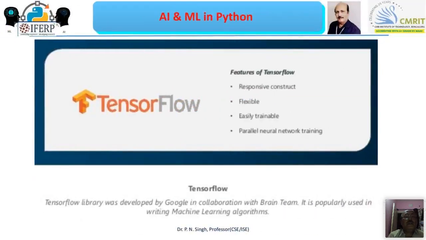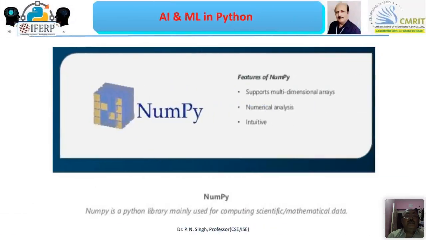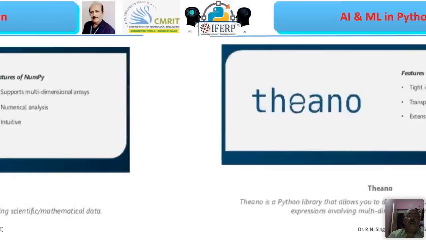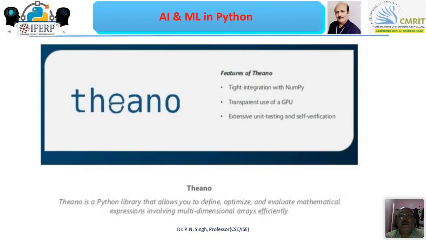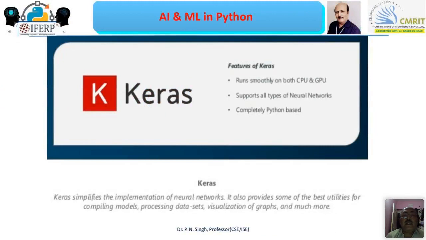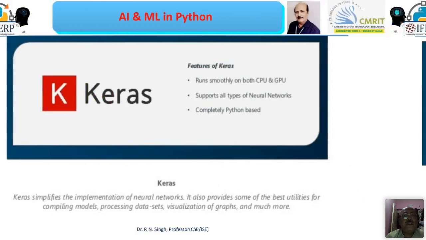So I would like to give some of the powerful tools for machine learning and other useful libraries like TensorFlow, scikit-learn, and NumPy, where you get MATLAB-like support for mathematical operations on arrays and matrices. You can do everything in NumPy, and it is also required for the plots. Then Theano: its features are given here, integrated with NumPy, transparent use of GPU, extensive unit testing and self-verification. Keras runs smoothly on both CPU and GPU, supports all types of neural networks, and is completely Python based.